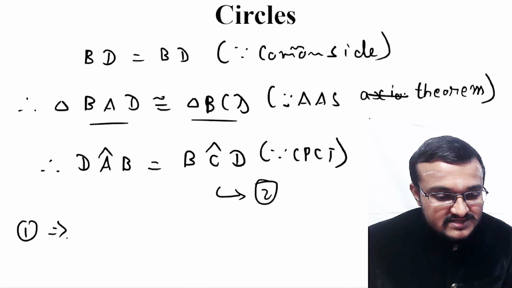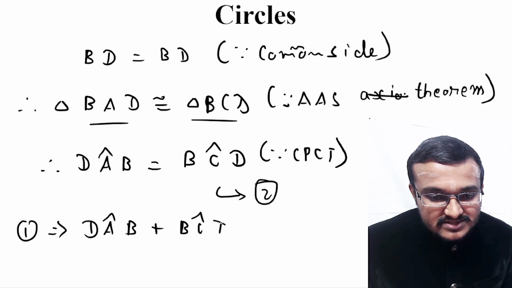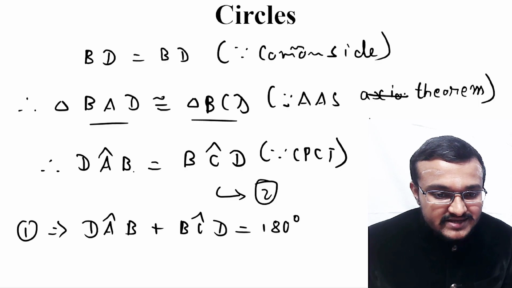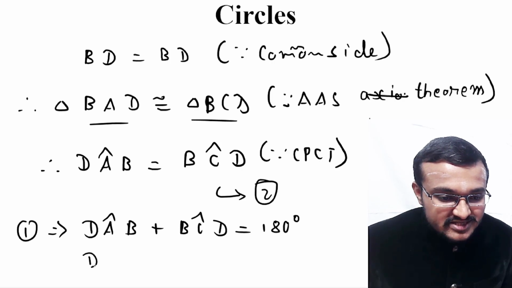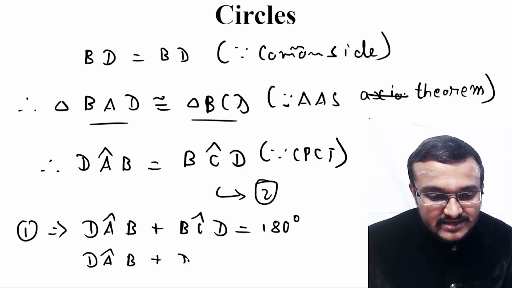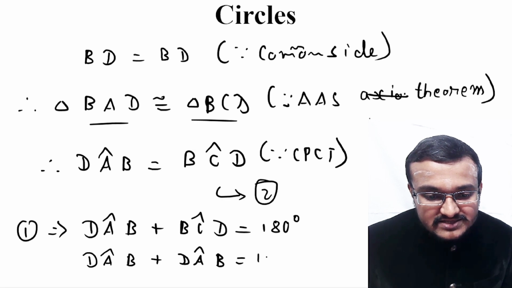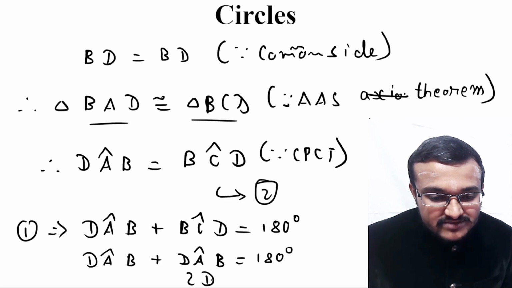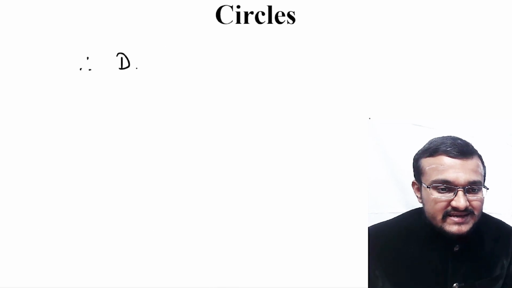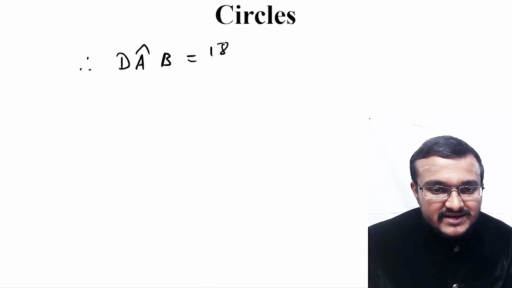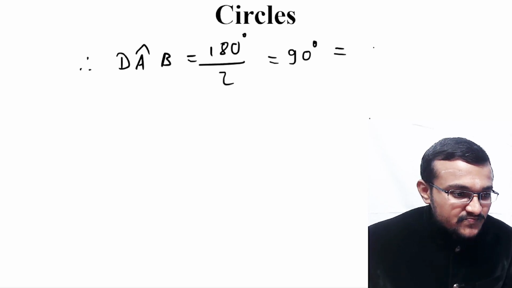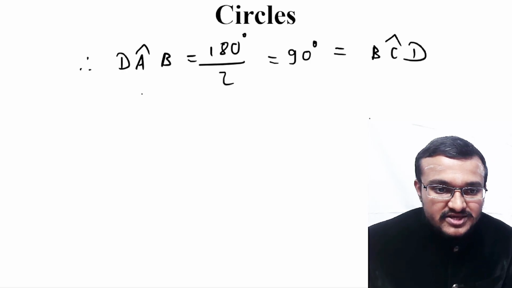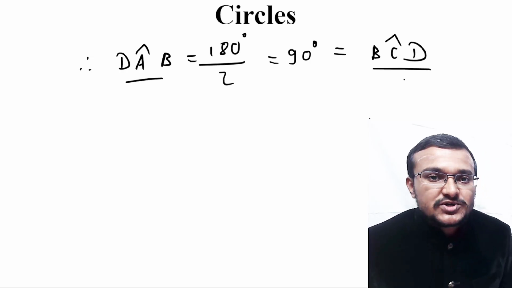Now we will rewrite equation 1, that is DAB plus BCD is equal to 180 degrees. Here DAB is equal to BCD, so in the place of BCD, I'll write DAB only. So DAB plus DAB is equal to 180 degrees. So 2 times DAB is equal to 180 degrees. So DAB is equal to 180 degrees by 2. 180 degrees by 2 is 90 degrees. So that is equal to BCD. So here opposite angles are equal to 90 degrees.